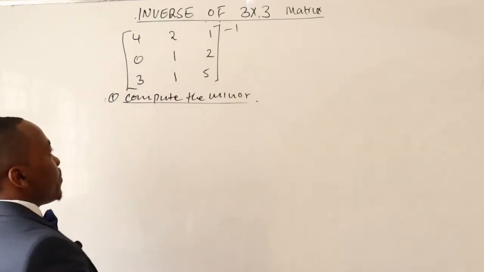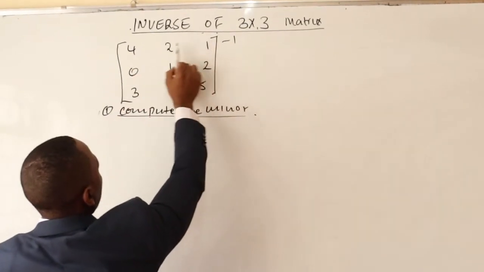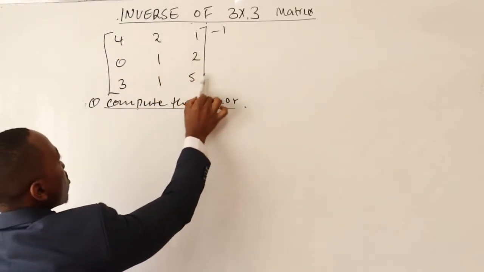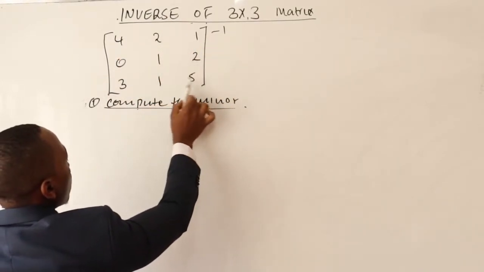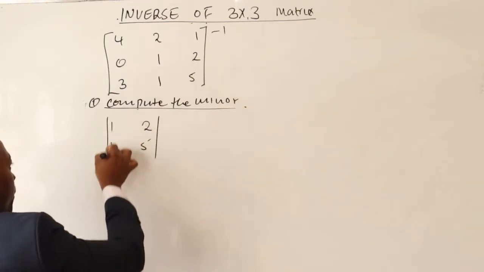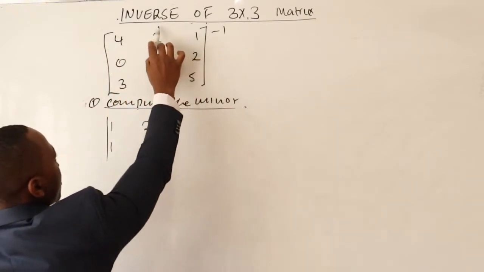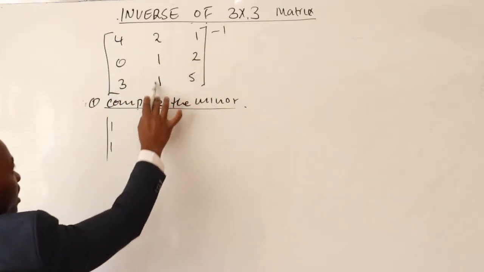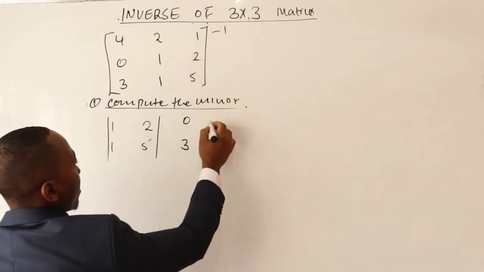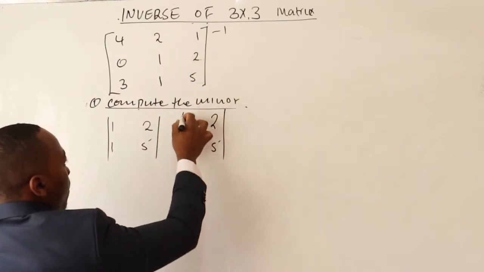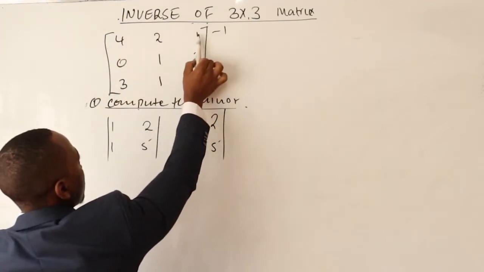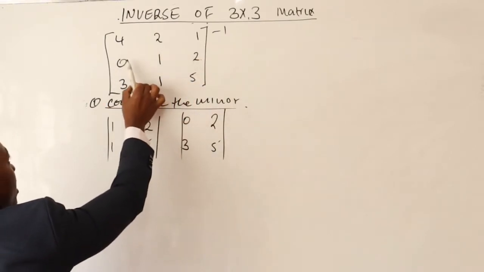This is how we compute the minor. To get the minor, you take first row, first column, and then take the uncrossed elements, so you have 1, 2, 1, 5. First row, second column: the untouched we have 0, 3 and 2, 5. First row, third column: the untouched numbers we have are 0, 3, 1, 1.